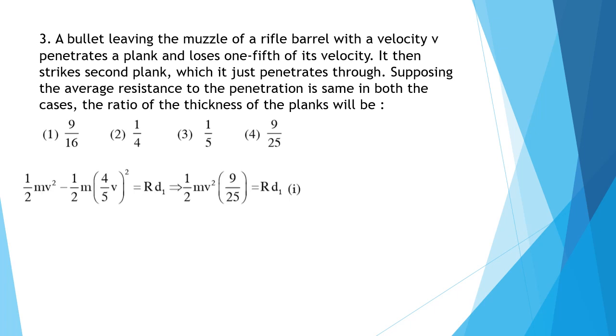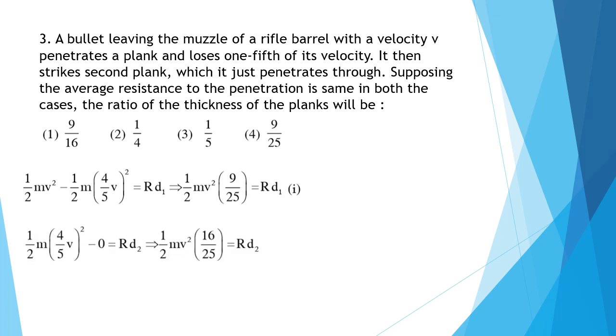So for the first case, change in kinetic energy will be equal to the average resistance into the distance. So initially the kinetic energy was half mv square, then we know that it loses 1/5, that means it became 4 by 5th. So when we take the change in kinetic energy, it becomes half mv square into 9 by 25 equal to R d1. Now similarly we'll do this for the plank 2.